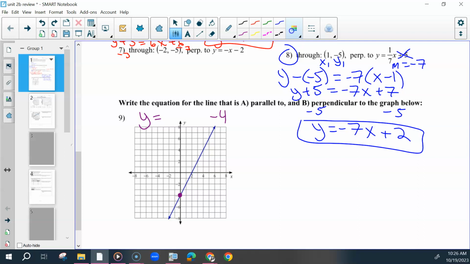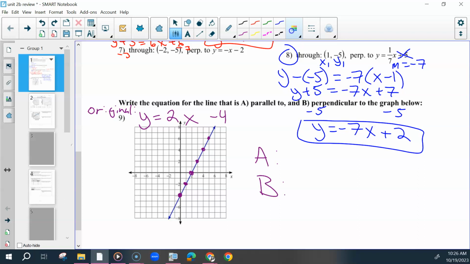The slope of this line, if I were to count, there's a point here, here, there's a few points. So if I'm counting, I'm going up 2 to the right 1. So that would be a positive slope. So this would be the original. So we have to find the original. Then we have to write a parallel and a perpendicular equation.